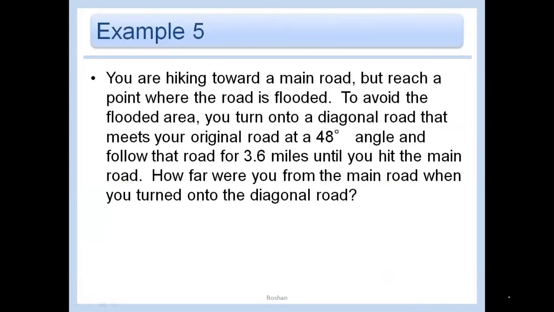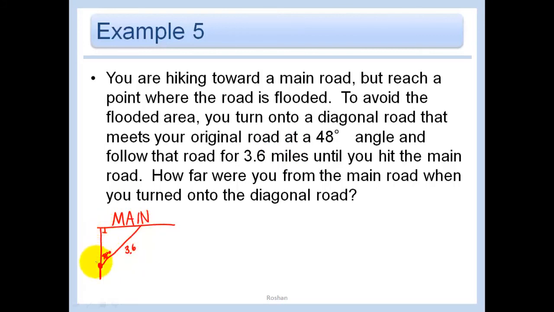Last problem. You are hiking towards a main road, but reach a point where the road is flooded. To avoid the flooded area, you turn onto a diagonal road that meets your original road at a 48-degree angle and follow that road for 3.6 miles until you hit the main road. Okay, so let's draw this out. So you're hiking, here's this main road, and you're hiking towards it. So say you're going this way. So you're going along the road, and then you hit this spot, and it's flooded all here. And so you turn onto this diagonal road that's going to meet the main road somewhere. And you turned at a 48-degree angle, it said. And you go on that road for 3.6 miles until you hit the main road up here.